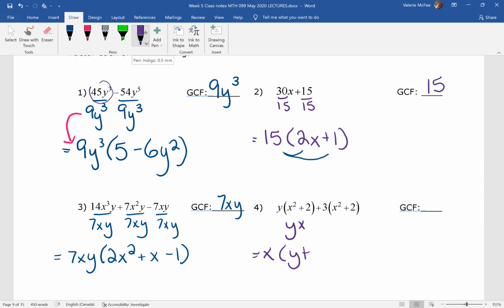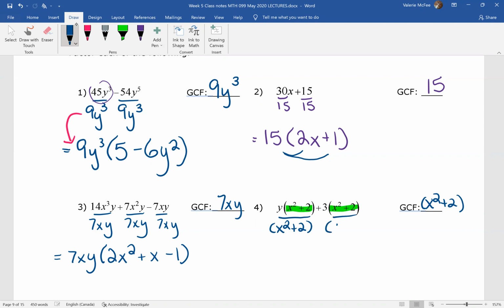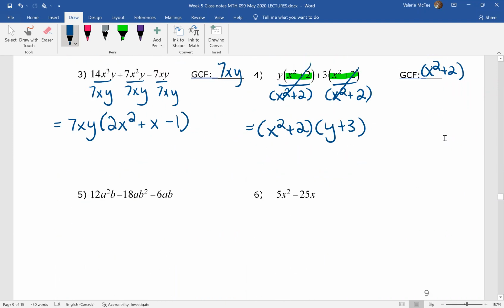So we don't have an x there, but we do have a common factor. The common factor is x squared plus 2. When we divide each term by x squared plus 2, what's left? Well, remember our factored form. It's the greatest common factor. It has to be in brackets because it's a binomial. When we divide out the greatest common factor, we're left with y plus 3. Strange to look at, but it shouldn't be too difficult.